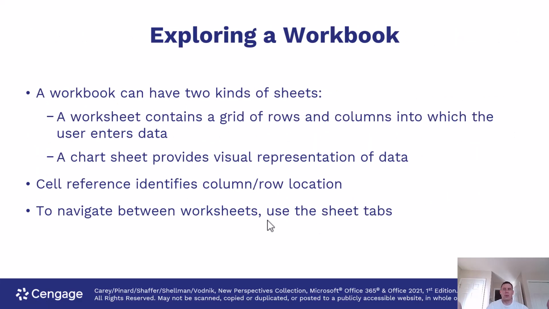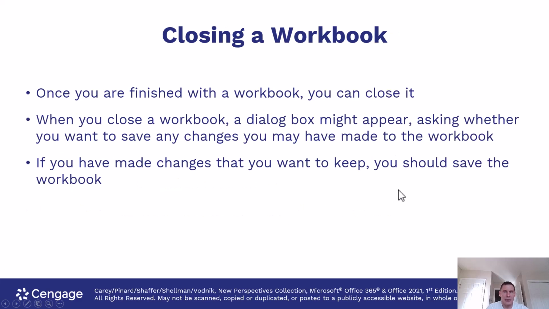All right, so think of a workbook as, when you first open Excel, you've got a bunch of cells. That's basically the workbook. There can be two kinds of sheets in the workbook. The worksheet contains a grid of rows and columns, and that's obviously where you put your data in. And then a chart sheet can also provide a visual representation of data, right? The cell reference identifies the column and row location, like C5 or D2. So A, B, C, D along the top, and then 1, 2, 3, 4 rows alongside.